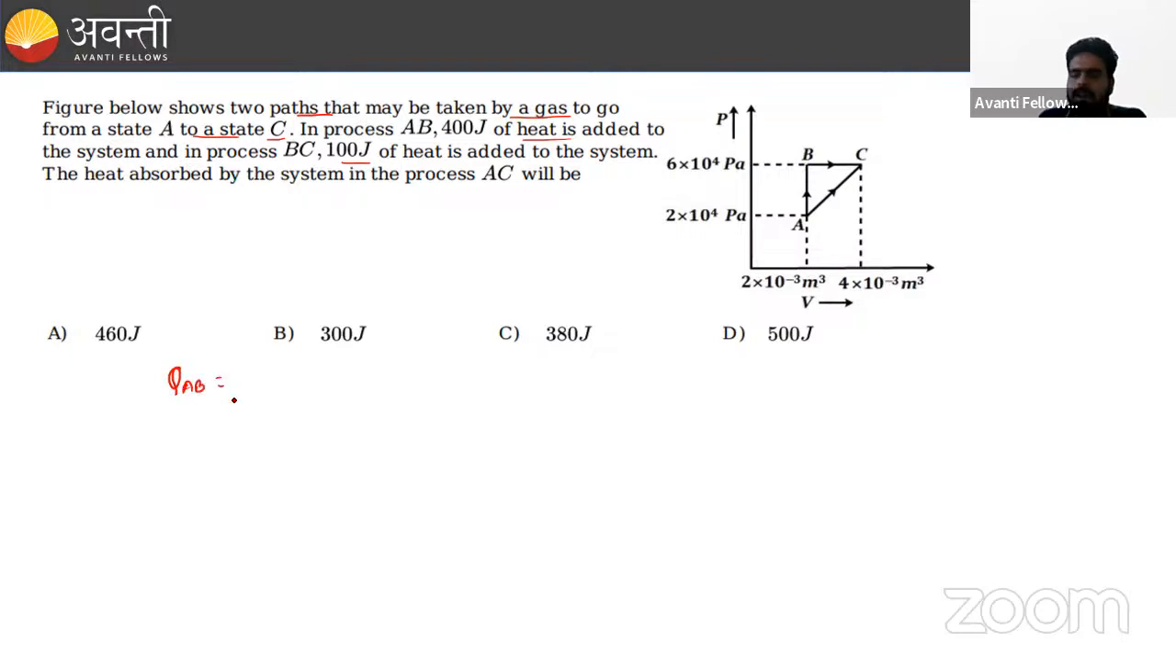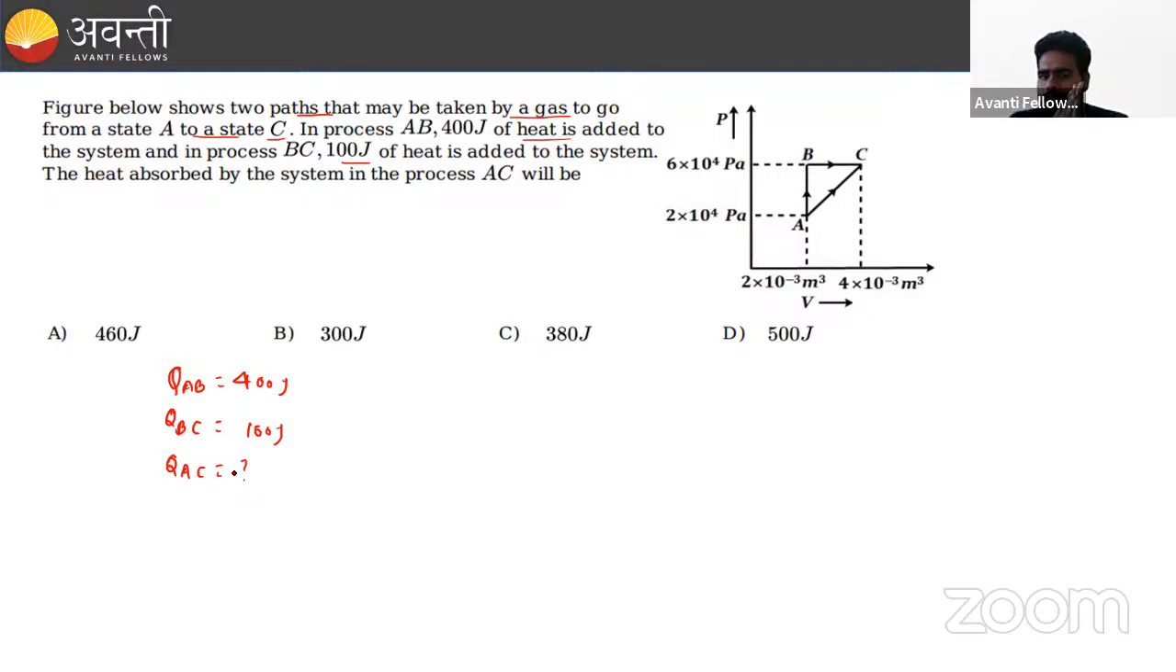If heat is added in the system, we consider the value of heat as positive. If heat is rejected from the system, then we have to take this value as negative. But in this problem, it is given that heat is added in the system, that is 400 joule. And in the process BC, it is given, guys, that it is 100 joule, right? The heat absorbed by the system in the process AC. In the problem, we have to find out the value of QAC.